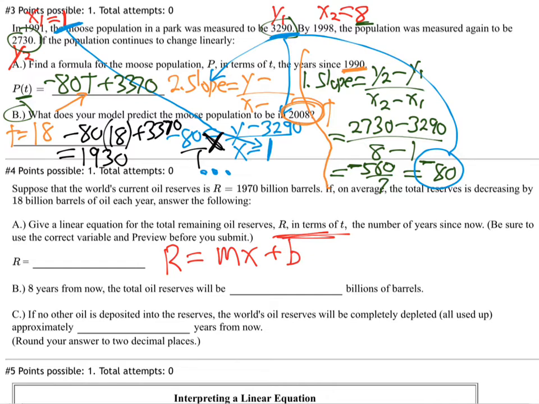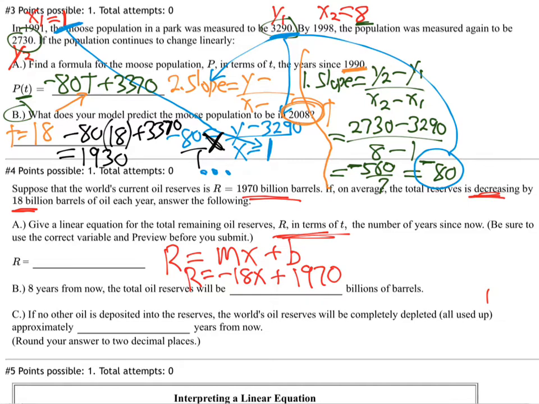Remember, m is the slope, it's the change. What's the change year by year? It's decreasing 18. So is that positive 18 or negative 18? So that's negative 18x. And what's the b? That's the 1970, because that's how many barrels we have now. That's the start, huh? So we always have the change and then the start. So there's the formula.